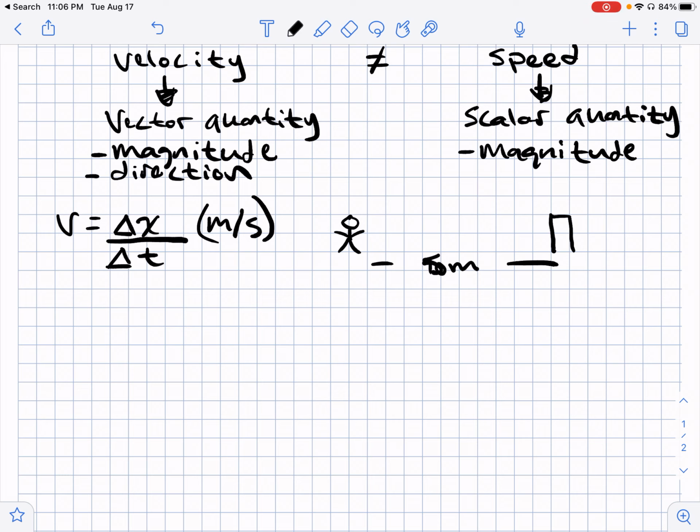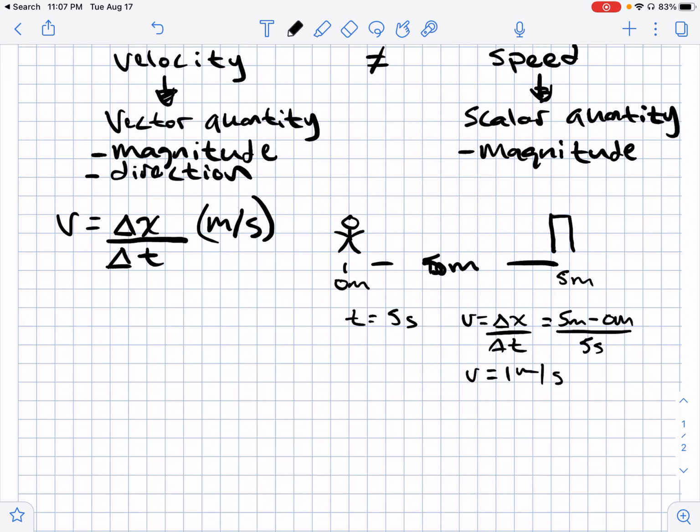If this is my starting position right here, I'll call that position 0 meters, and this position over here would be 5 meters. And then my time was equal to 5 seconds. And I wanted to calculate both my speed and my velocity. Well, my velocity would be equal to my displacement over time. My displacement, my change in position, is my final position, which is 5 meters, minus my initial position, which is 0 meters, all over that time period of 5 seconds. So my velocity would just equal 1 meter per second.